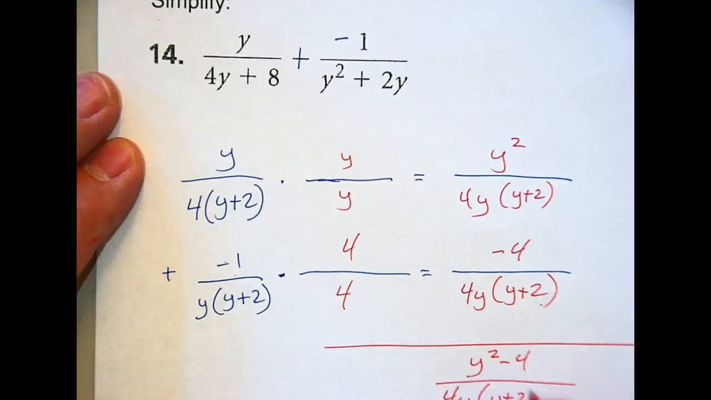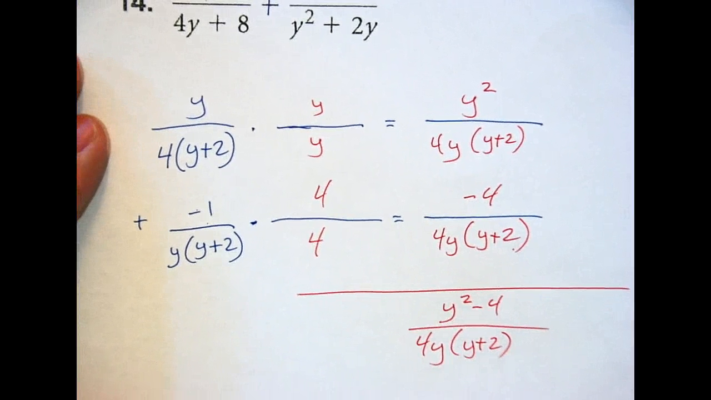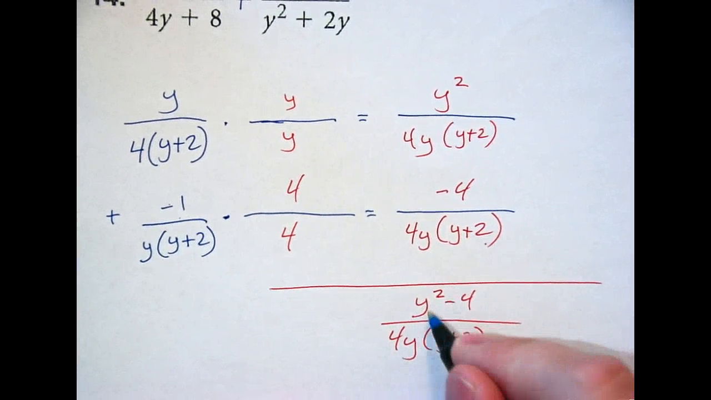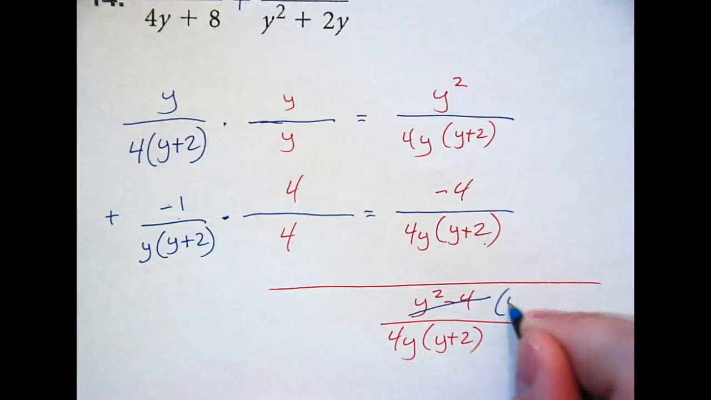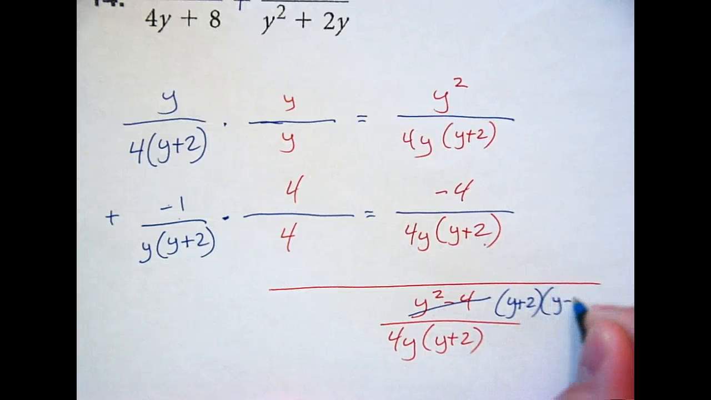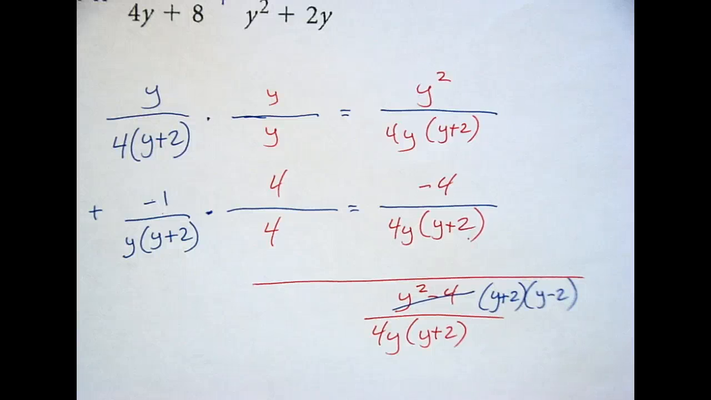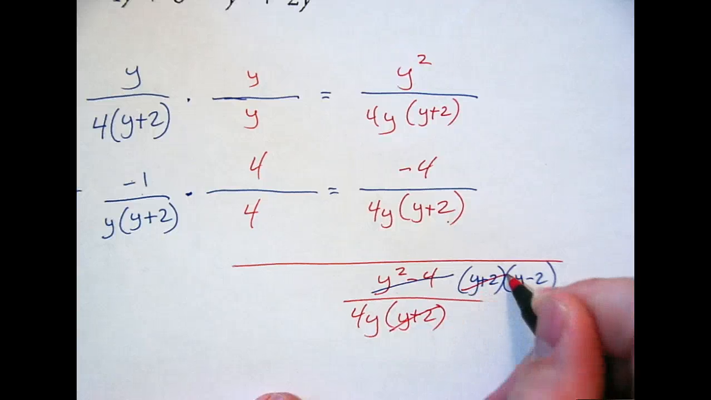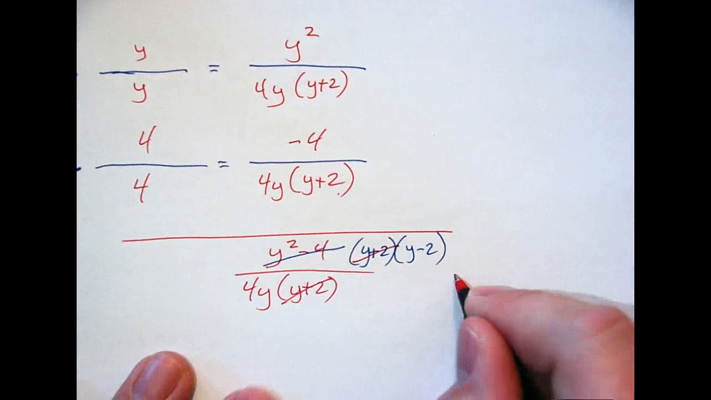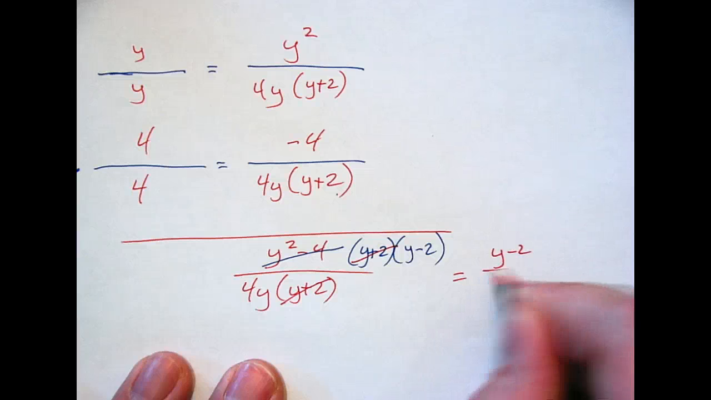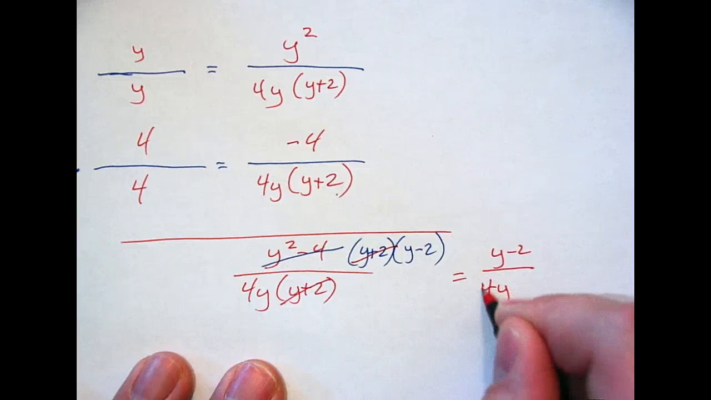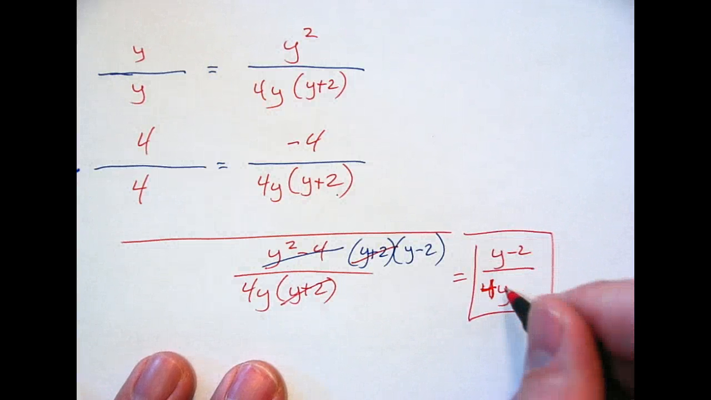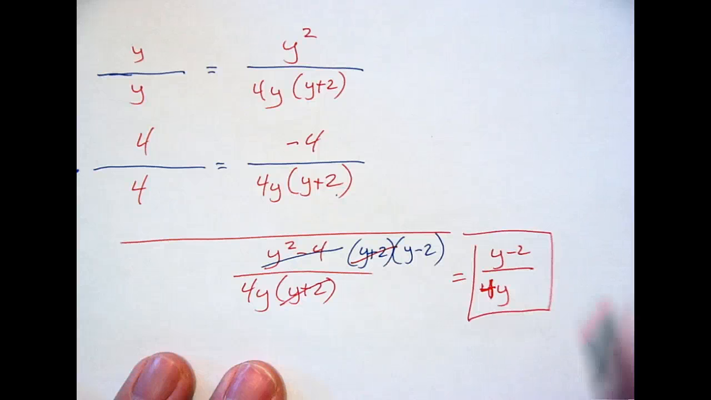Are you done? No, you've got to factor the top. Becomes y plus 2, y minus 2. And now what can you do? Cancel that part. So my final answer becomes y minus 2 over 4y. That's a 4y, not 4 minus y. Y minus 2 over 4y. Can I cancel the y's? No. How come? Quantity on top, minus sign.